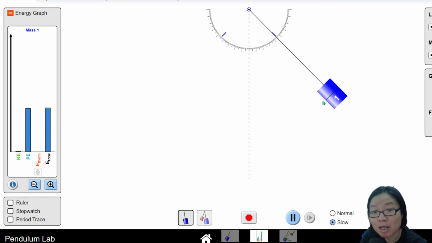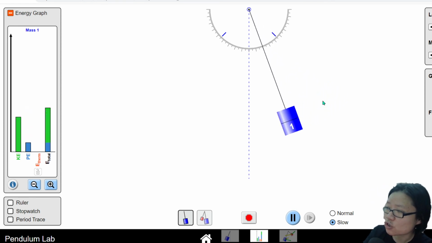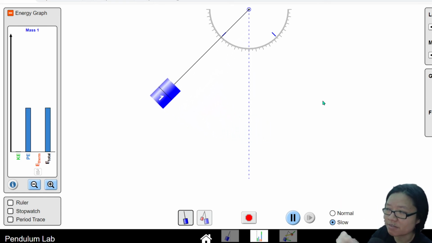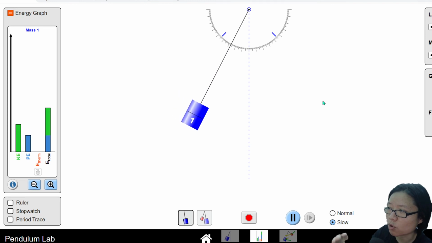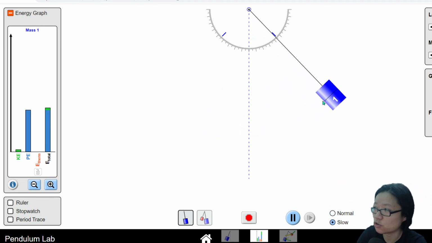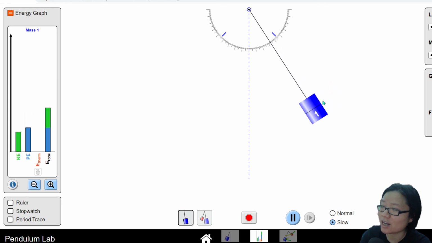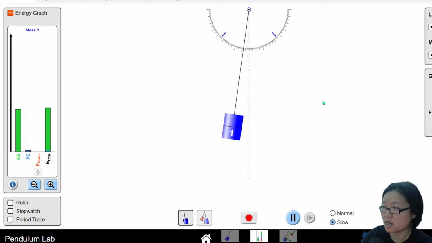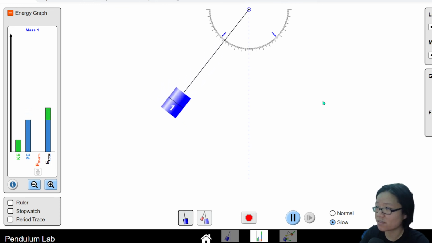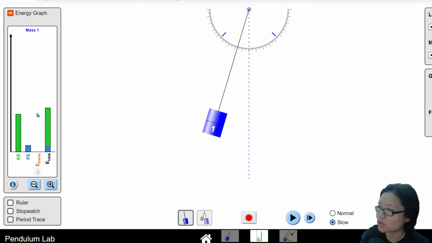But hey, the blue graph is potential energy. You notice the potential energy has an inverse relationship with KE. One will go up, one will come down, according to conservation of energy. So from conservation of energy, I know that the total energy, KE plus PE, must always be the same. If I pause at any point at all, you see this graph, kinetic energy plus potential energy will always be equal to the total energy.